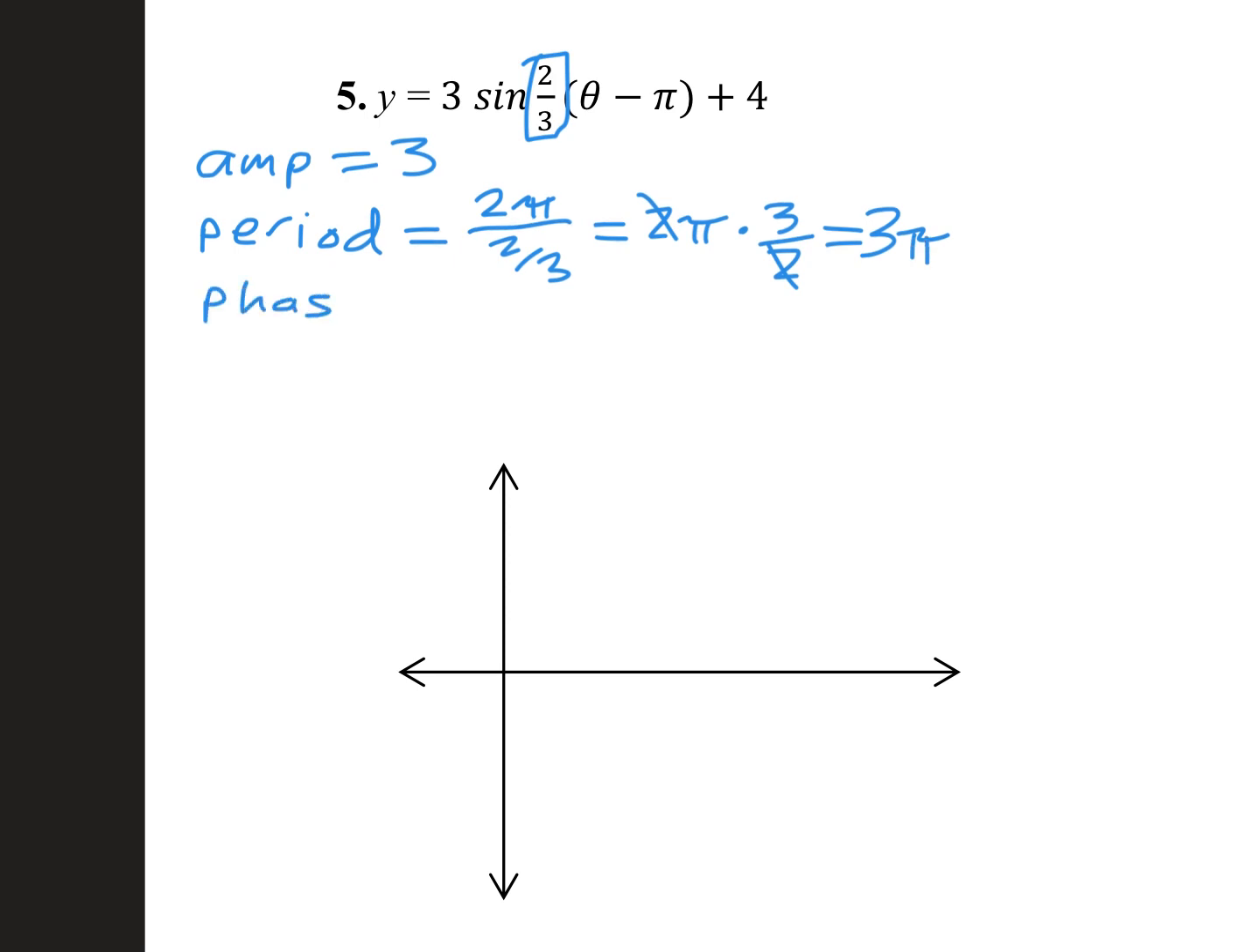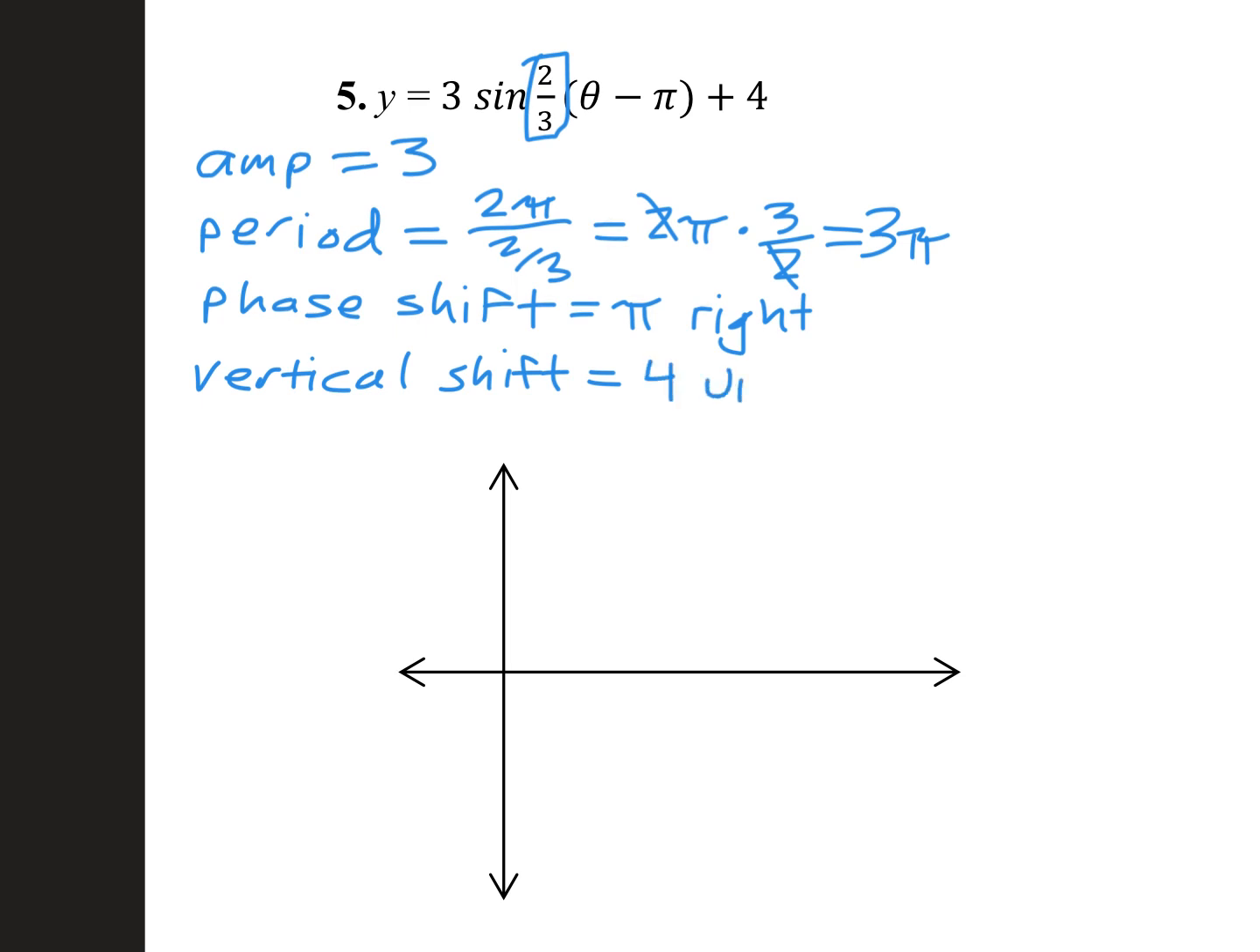There is a phase shift. Negative means to the right, so this is pi to the right. And then there is also a vertical shift. Because of the +4 on the end, we have a vertical shift of 4 up. So because of the vertical shift, we don't just want 3 and -3 on our y-axis. We actually want to add 4 to all of those.